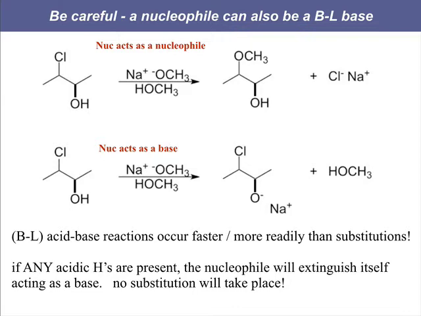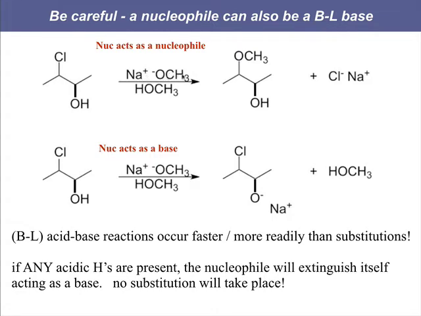I want to point out a caveat to this reaction. Remember that by definition, nucleophiles are bases. A Lewis base is a base, and nucleophiles, aside from acting as a Lewis base, can also act as a Bronsted-Lowry base. Look at our substrate here. Here we've got 4 carbons with a chlorine and a hydroxide, an OH group. And we've got a nucleophile here, Na plus OCH3 minus.